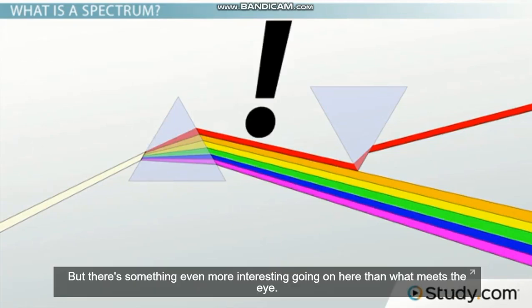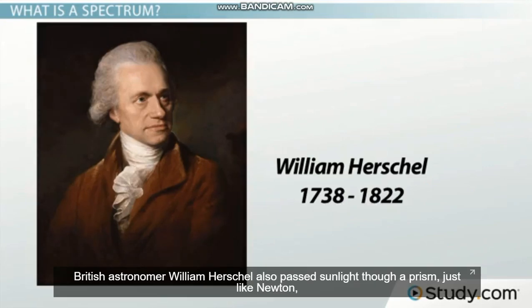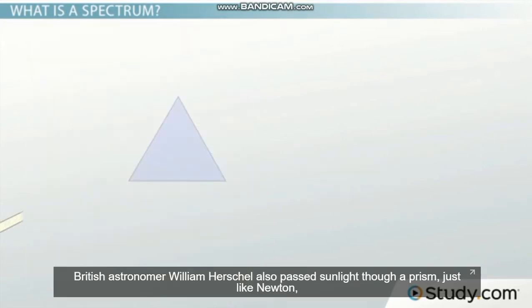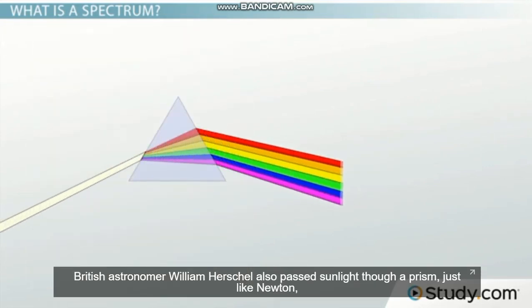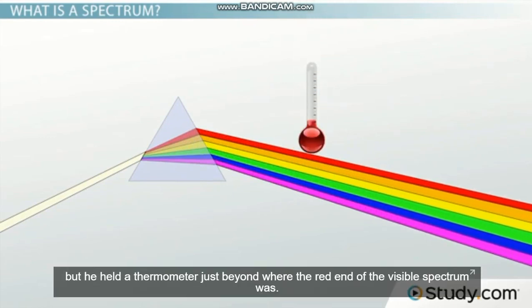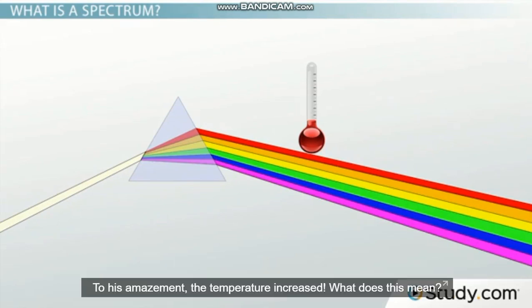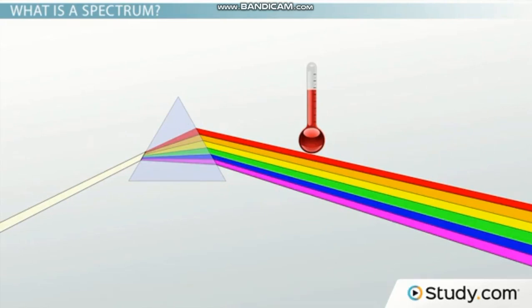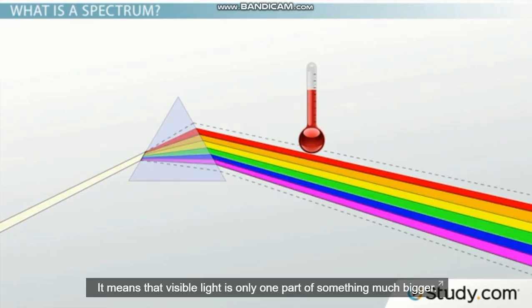But there's something even more interesting going on here than what meets the eye. British astronomer William Herschel also passed sunlight through a prism, just like Newton, but he held a thermometer just beyond where the red end of the visible spectrum was. To his amazement, the temperature increased. What does this mean? It means that visible light is only one part of something much bigger.